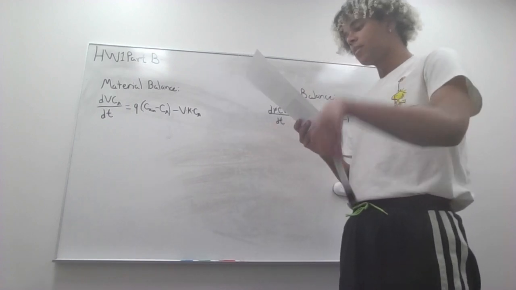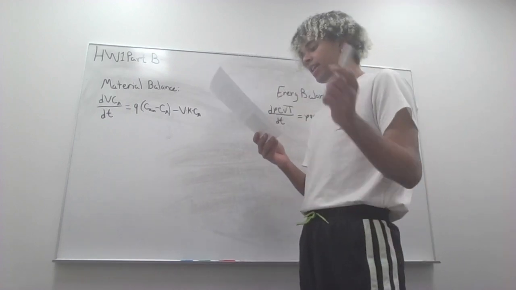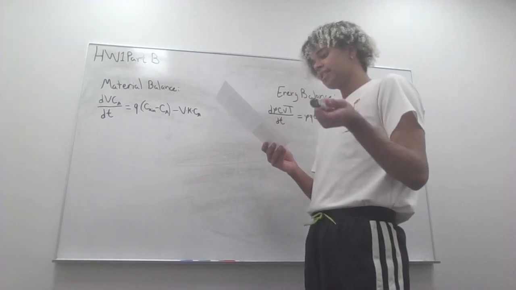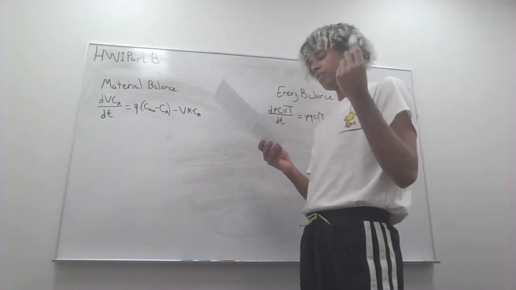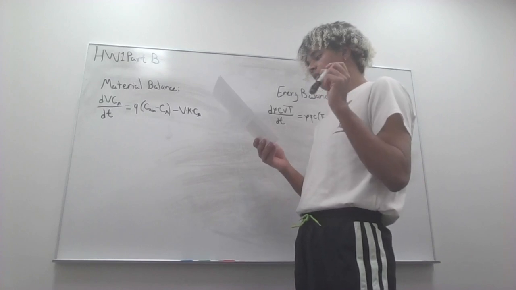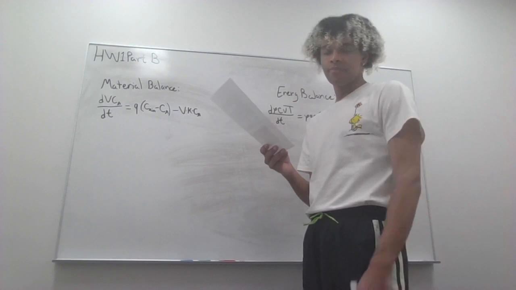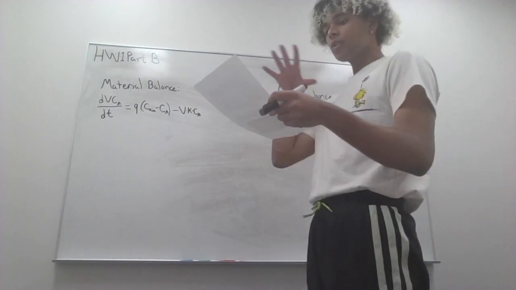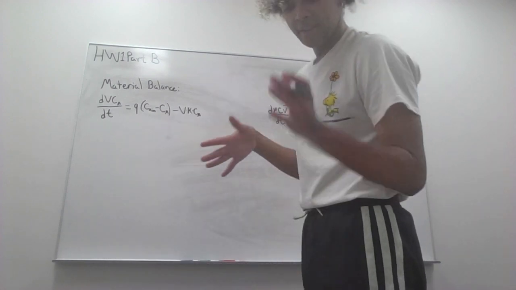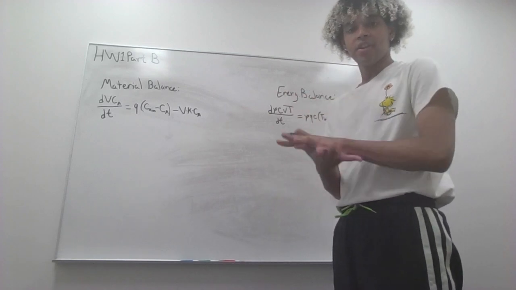Then code, solve, and plot the time-dependent concentration and temperature profiles for the CSTR when the coolant temperature, or TC, is increased to 305 Kelvin at time equal to 0. So, we're just going to be focusing on deriving the time-dependent material and energy balances.